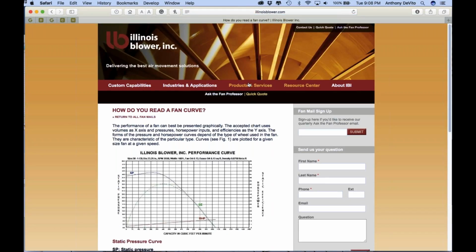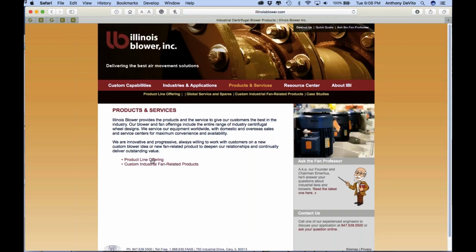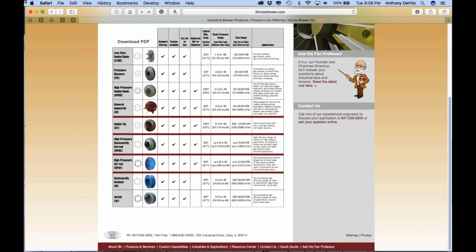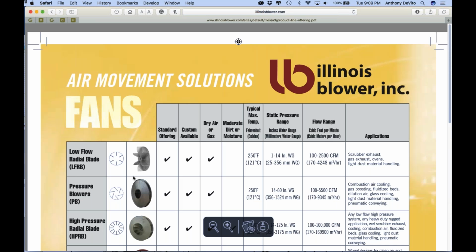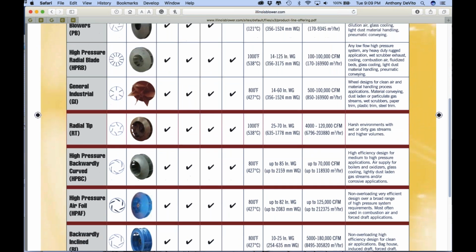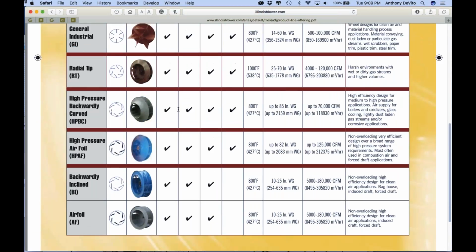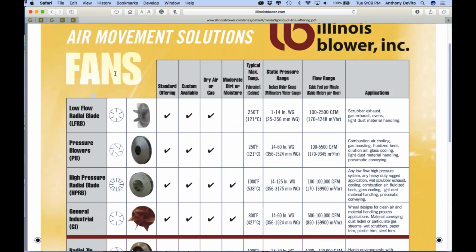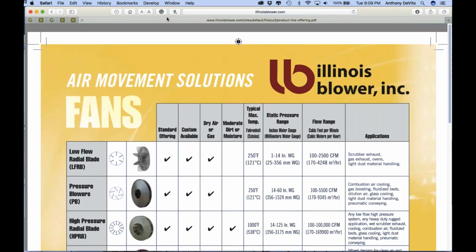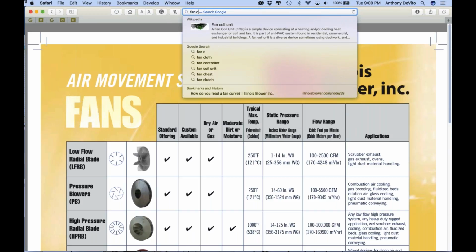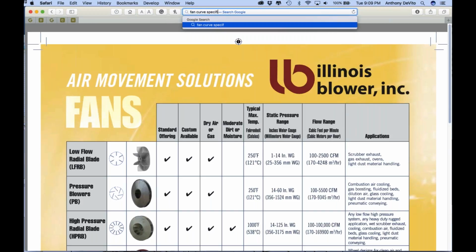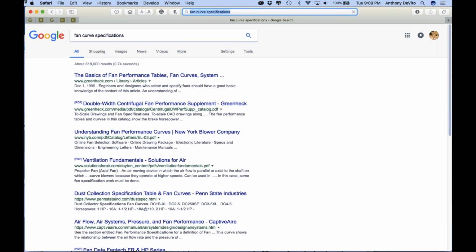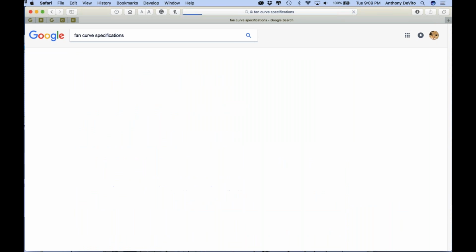But custom capabilities, products and services, product line. Okay, here's a bunch of fans, right? High pressure, low flow, radial, high pressure, backwardly inclined. Let's see what this one looks like. Okay, it gives you ranges and stuff like that. At some point, I will get to a spec sheet that actually gives you the fan curve specification. Let's see if I can't find that in images.